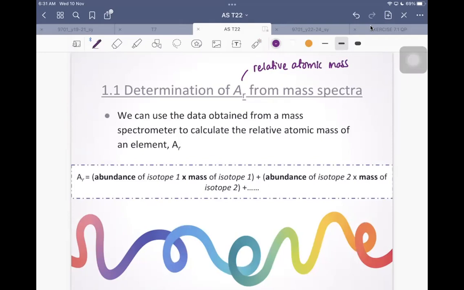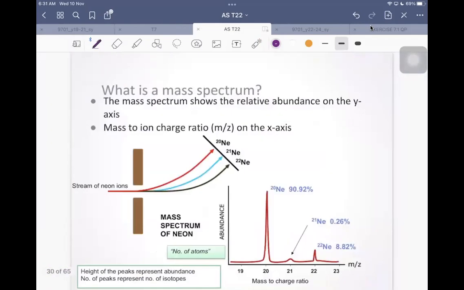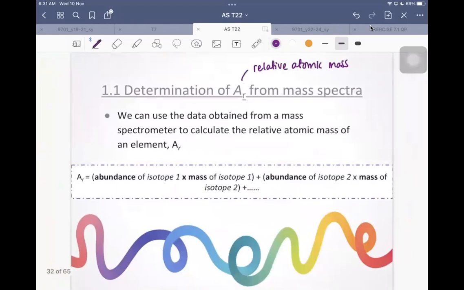from mass spectra, okay? There is a formula that we use to find the AR of an element. You take the abundance times the mass of each isotope. So for example, just now, my neon: neon 20 has a relative abundance of 90.92%. So I take 90.92% of neon 20, plus 0.26% of neon 21 times 21, plus 8.82% times 22, and I add them all up together. So I should get the relative atomic mass if I do that, okay?